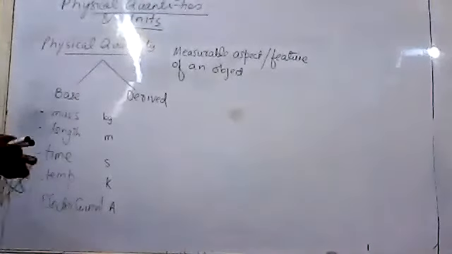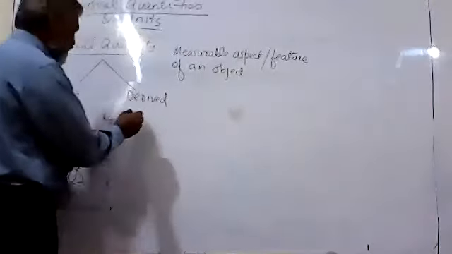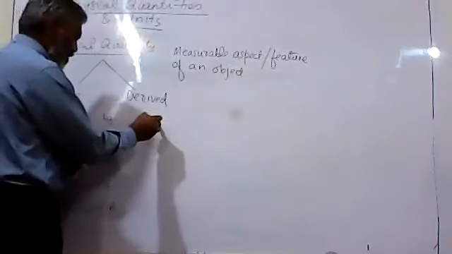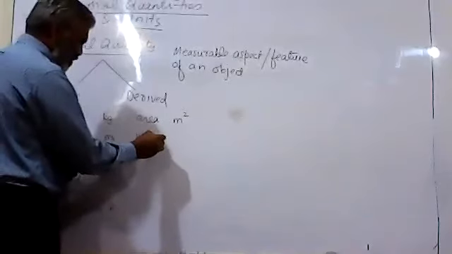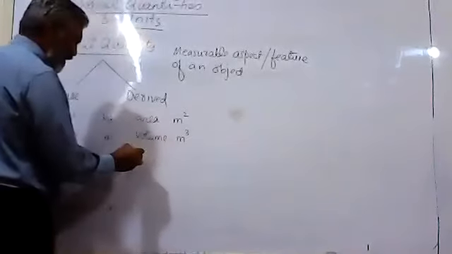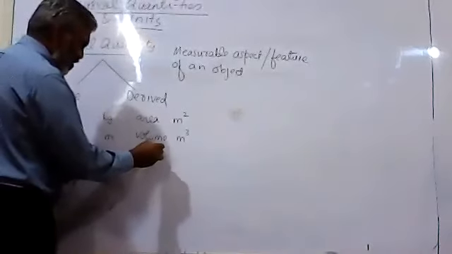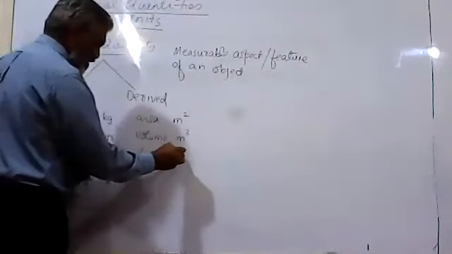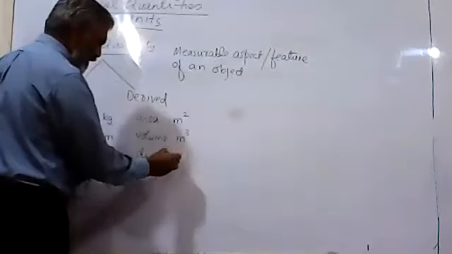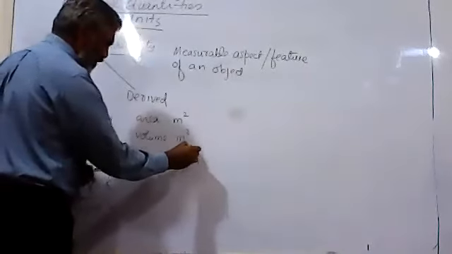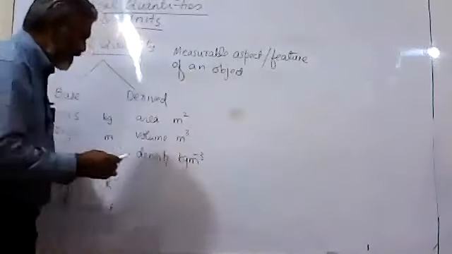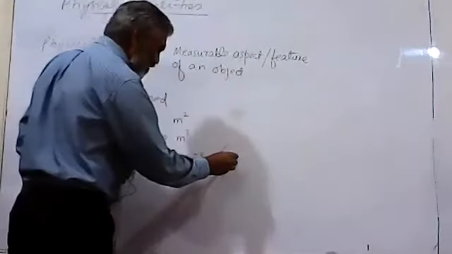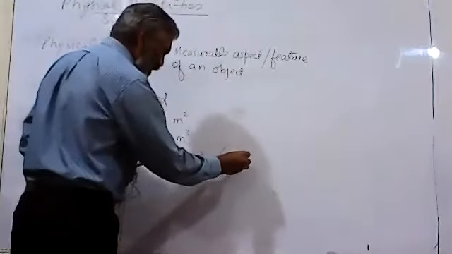Derived units, on the other hand, is a long list, and they are quantities like area, which is meter square, volume, which is meter cube, density, which is kilogram per meter cube. You need to understand this one. Kilogram per meter cube is actually based on its definition, mass over volume.